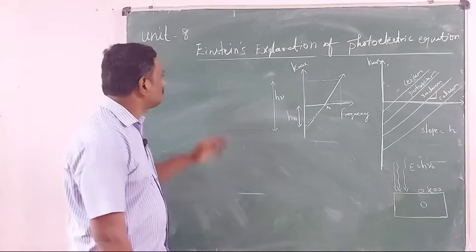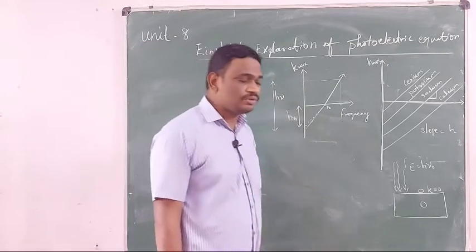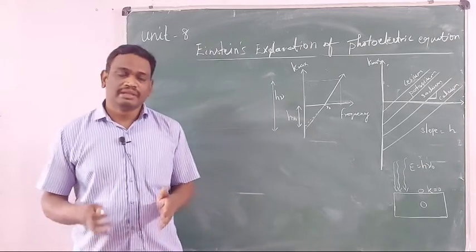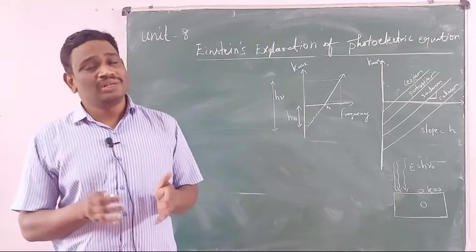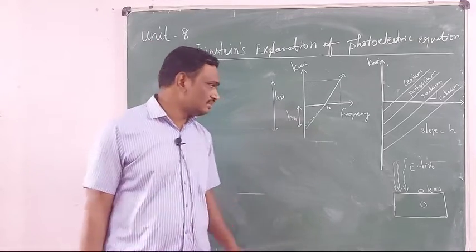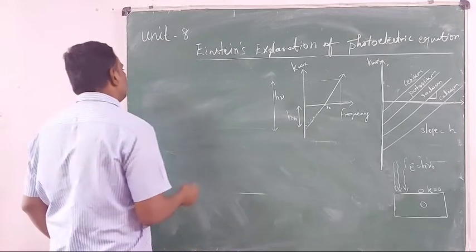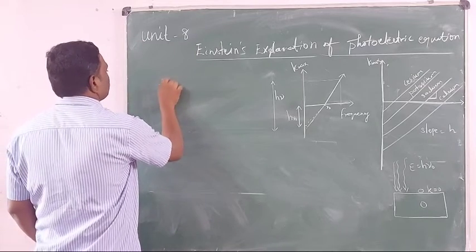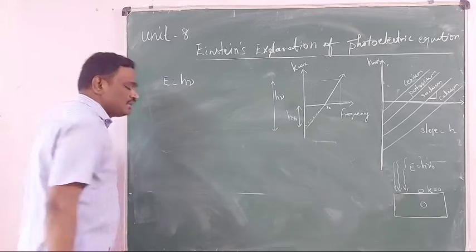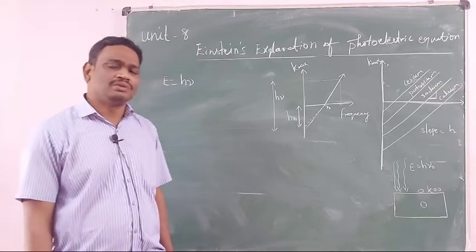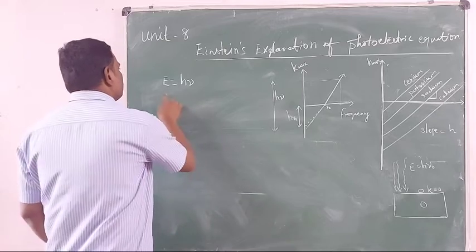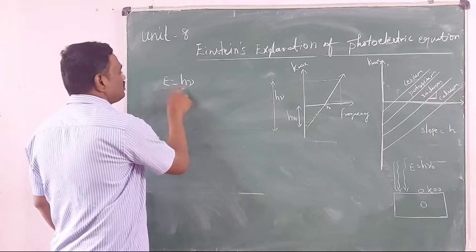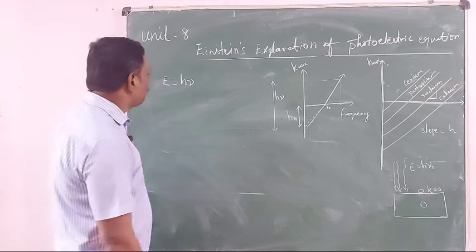Okay, the next topic is Einstein's explanation of photoelectric equation. Albert Einstein, in the year 1905, applied quantum theory successfully to the photoelectric effect. According to quantum theory, energy is propagated as wave packets, and each wave packet has an energy equal to h nu. Einstein called them photons. So, in this case, light travels as a particle, each particle having energy equal to h nu. Here the name of the particle is photon.